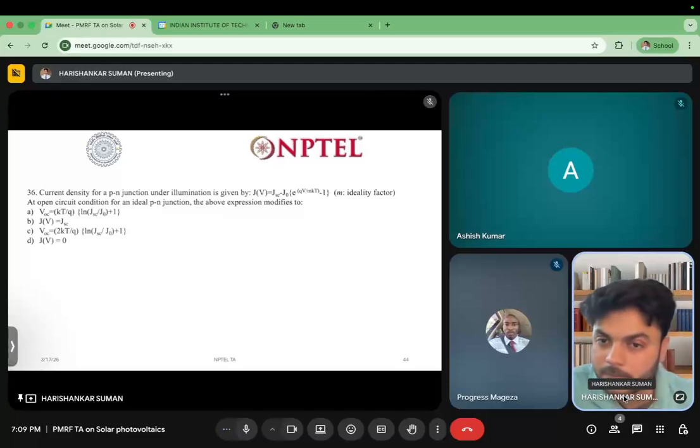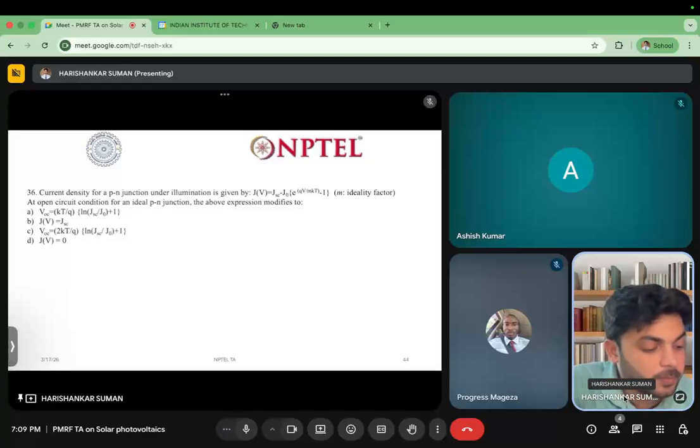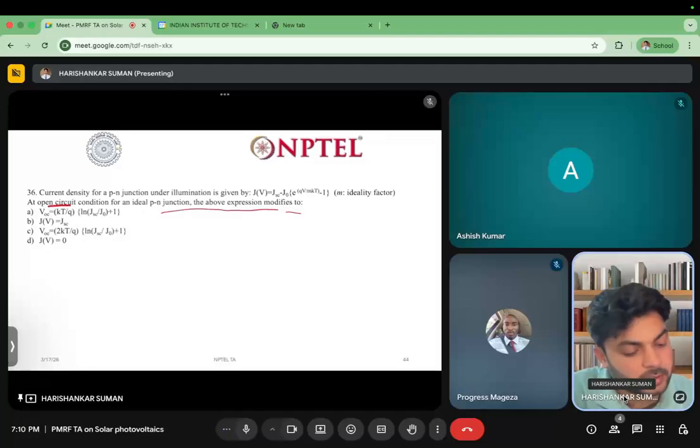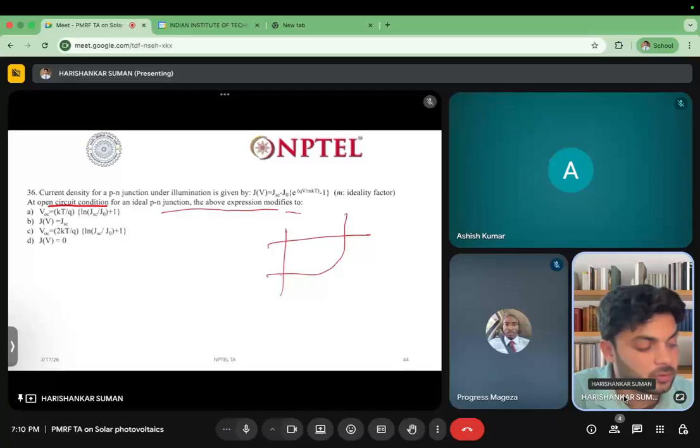This is a formula based question. Under this equation, the ideality factor m is given for the open circuit condition. Modify it to the open circuit condition at JSC. Here the voltage is 0.